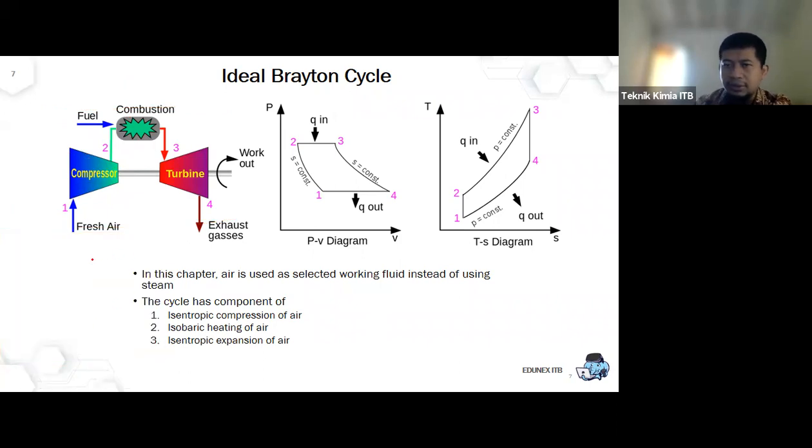So the process always starts with what? Isentropic. This one is the ideal. So isentropic compression of air. The air is compressed isentropically, flexible adiabatic. And then heat by what? By mixing it with some fuel, and then this fuel is going to be ignited, combusted. And then expansion. Here is compression, here is heating, here is expansion.